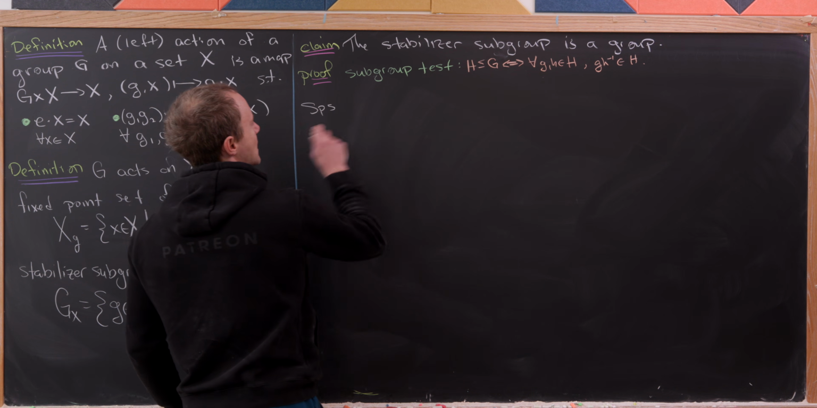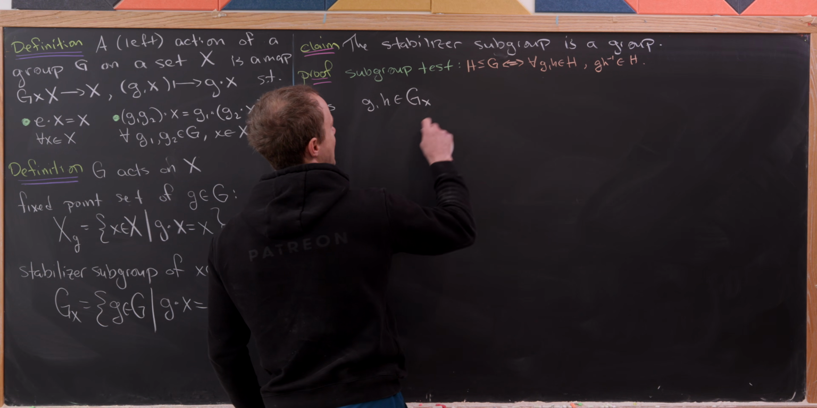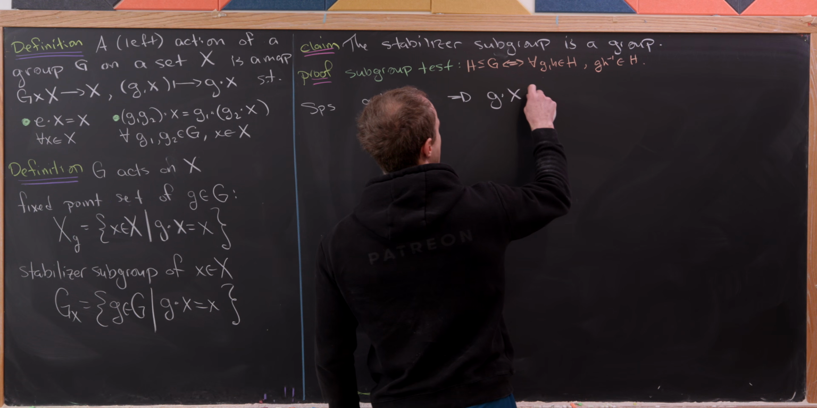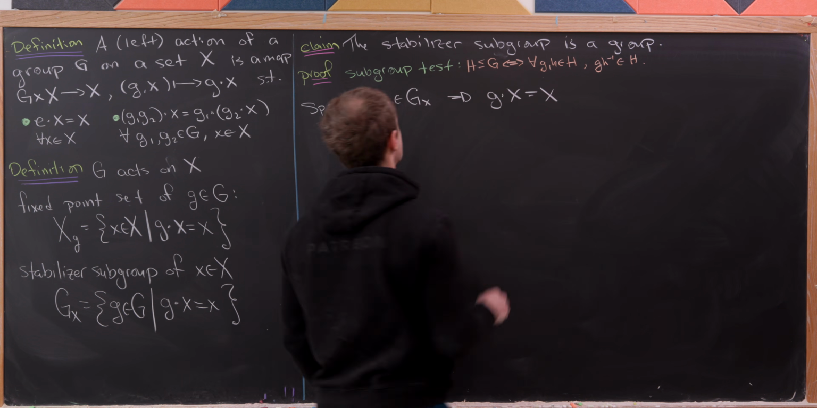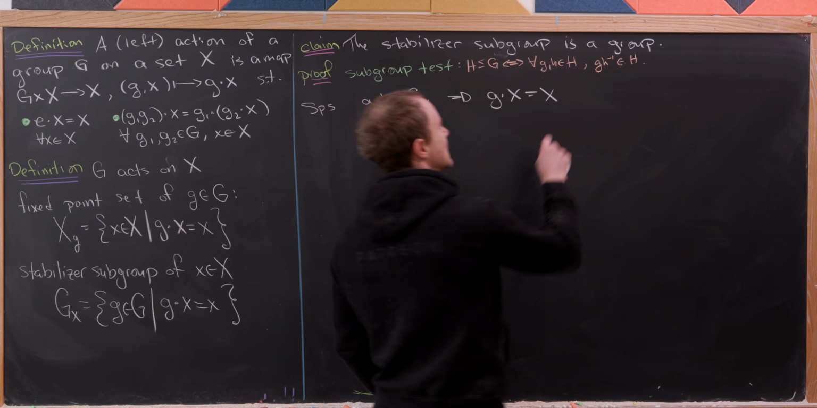So let's suppose that we have g and h inside of G sub x. What does that tell us? That tells us that g dot x is equal to x. Remember, being inside of G sub x means you fix x.